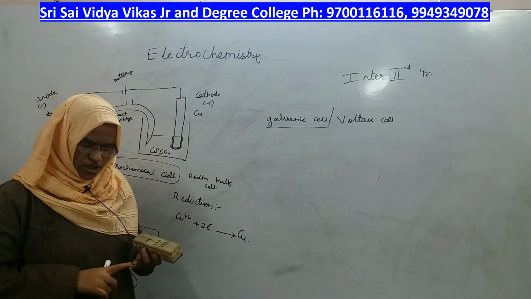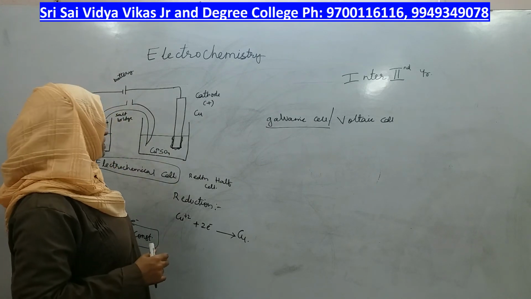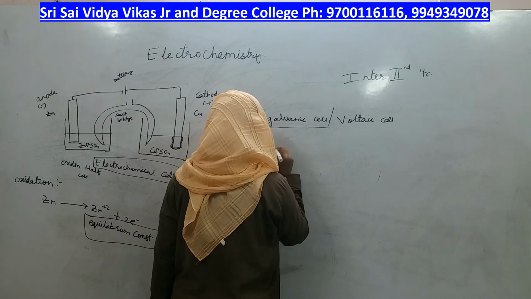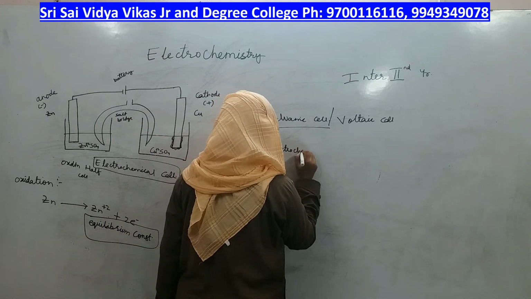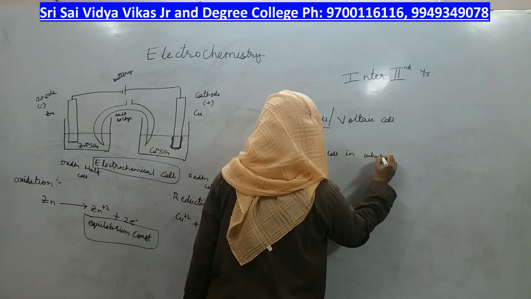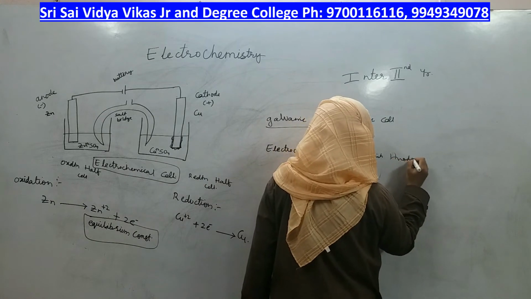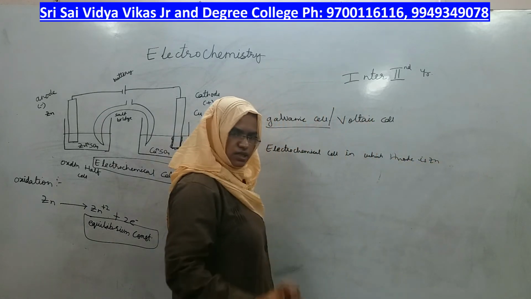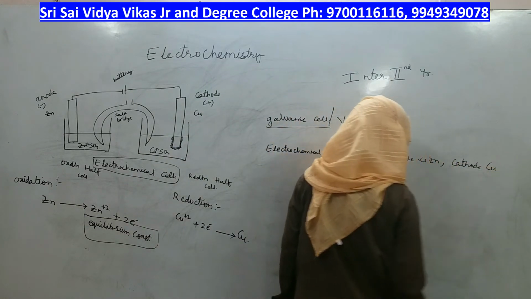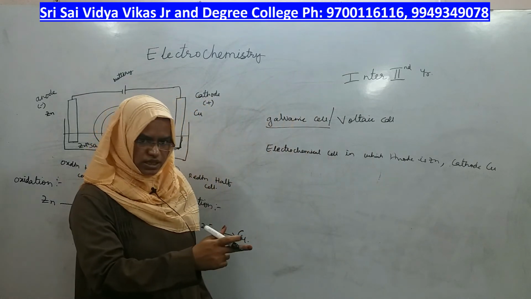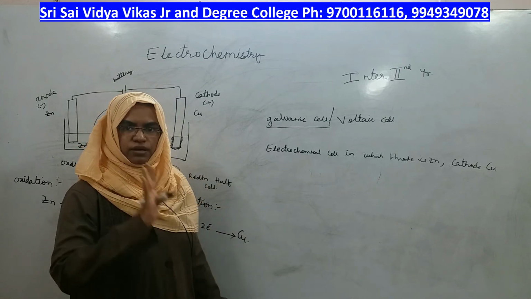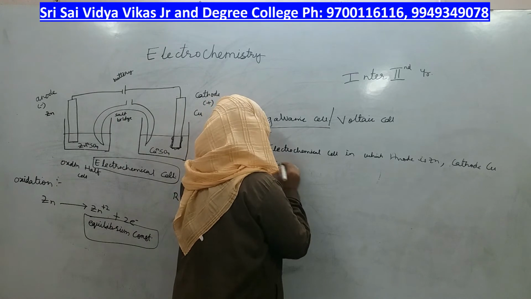But if the combination is zinc and copper, that electrochemical cell in which anode is zinc only, nothing else, and cathode is copper only, nothing else. You cannot make copper the anode, you cannot make zinc the cathode. The electrochemical cell in which anode is zinc and cathode is copper only is called Daniell cell.